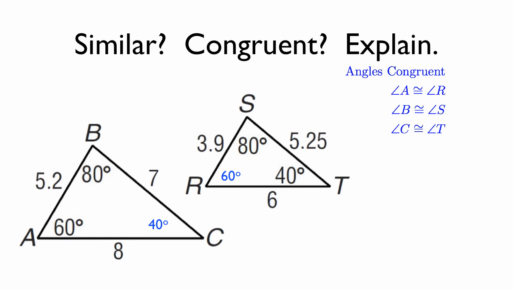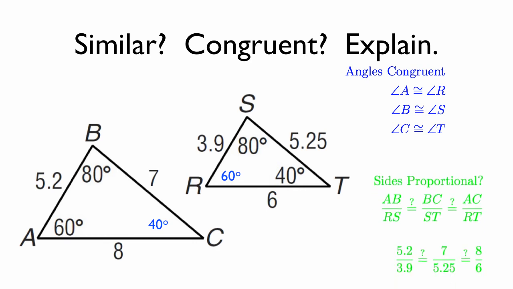Next, we need to check to see whether the sides are proportional. And so, all three corresponding sides, AB must correspond with RS, BC must correspond with ST, and AC must correspond with RT. We need all three of those ratios to be equal.